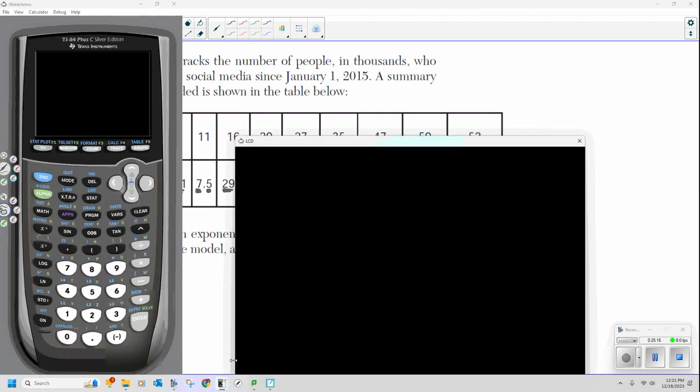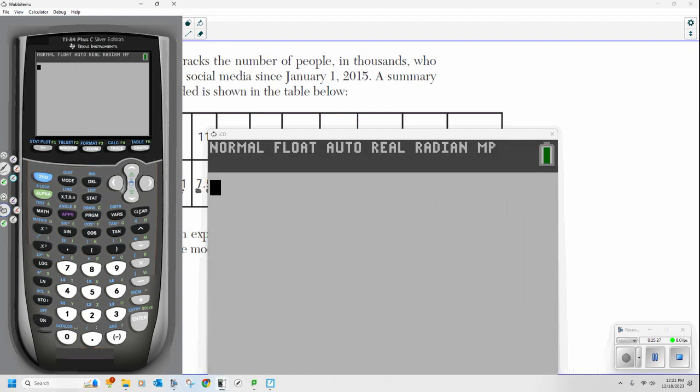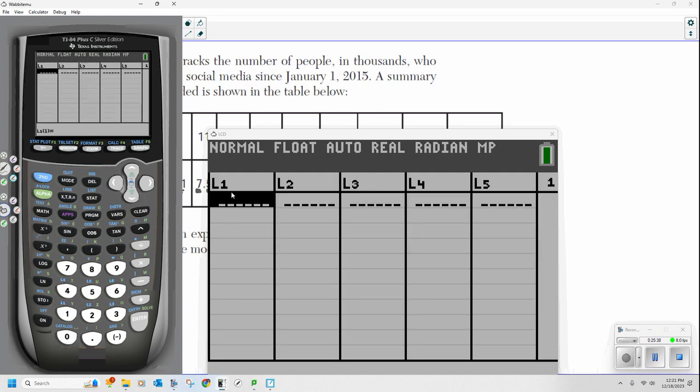Calculator time. I have this printed out in front of me, so I don't have to go back and forth between the board and the calculator. I am going to clear this out and go to Stat, which is right here in the calculator. And Edit, which is choice 1. My X's, or my number of months, are going to go in the L1 column. So we have 2, 11, 16, 20, 27, 35, 47, 50, and 52.